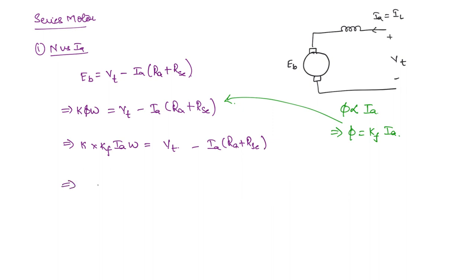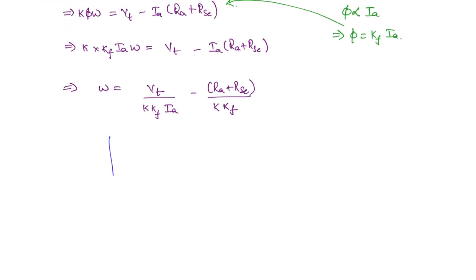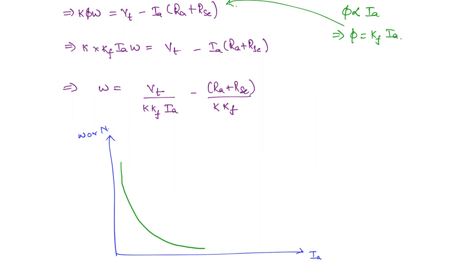Okay. So from here omega is going to be equal to Vt by K into Kf into Ia minus Ra plus Rse divided by K into Kf. So this here anyways it is a constant. So you can see that omega is inversely proportional to the armature current. So what will be the characteristic that you are going to get? This you can take as the armature current, and here you can either write angular speed or the speed in revolutions per minute. Now the plot is going to be something like this. This is what you get when there is an inverse relationship.